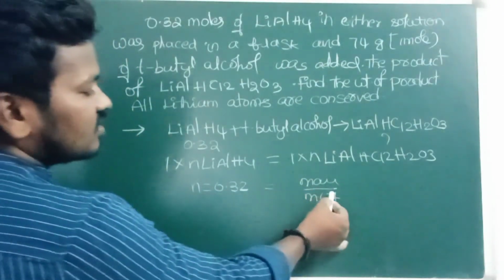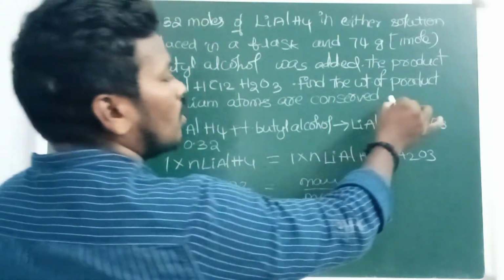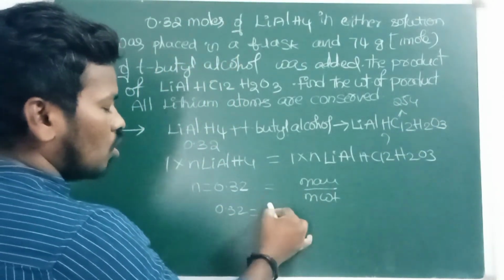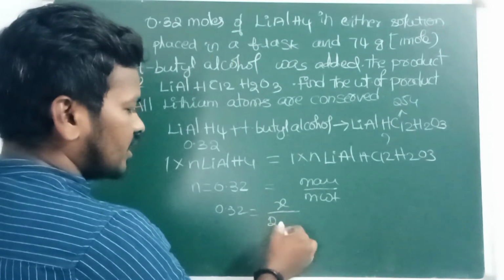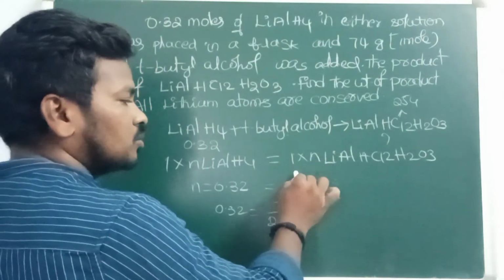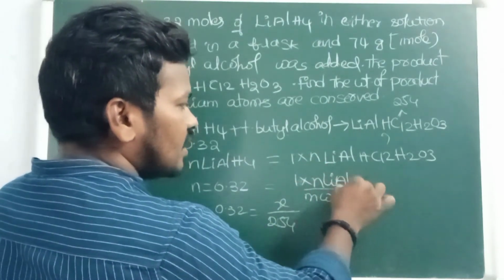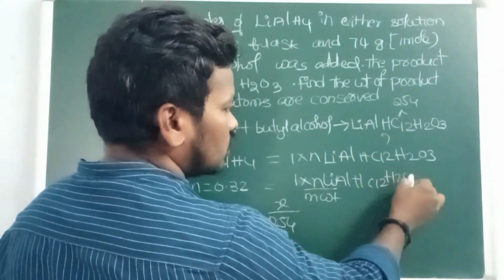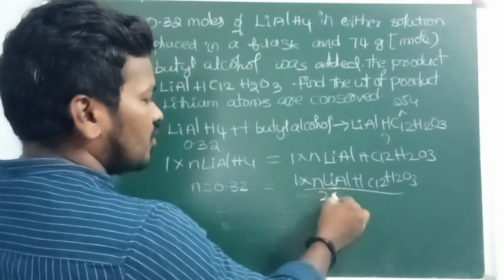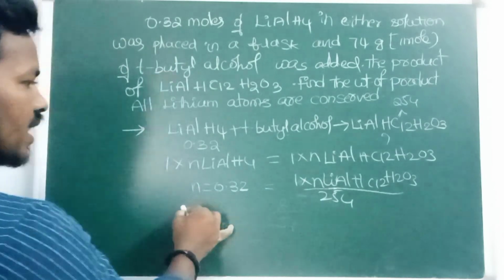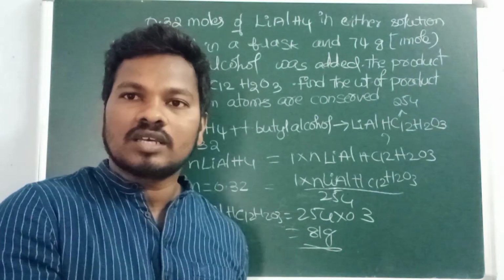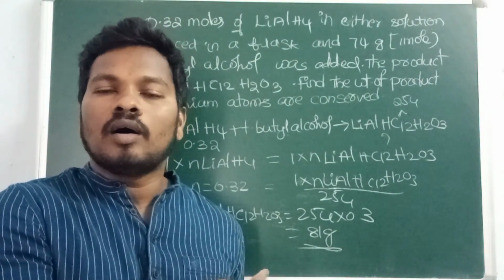So here what is the molecular weight? 254. So molecular weight is equal to 254. Now you can see 0.32 is equal to mass, let us say it is x, the molecular weight is 254. Here how many atoms are there? One atom. So 1 into n of LiAlH2(OC4H9)2 upon the molecular weight. So molecular weight how much? Molecular weight is 254. So we want the mass in grams. By applying POAC, without balancing the chemical equation, like this you can solve this type of numerical.